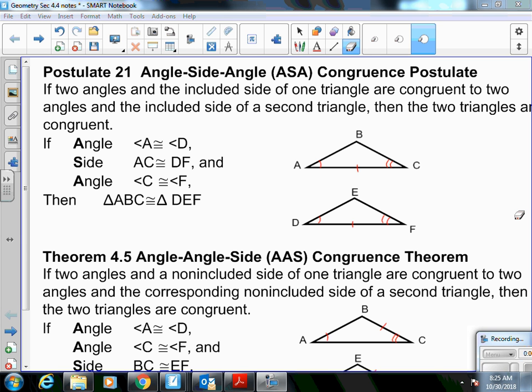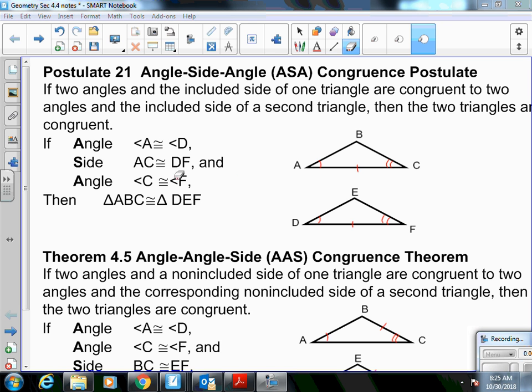It says if two angles and the included side of one triangle are congruent to two angles and the included side of a second triangle, then the two triangles are congruent. So, just like it says, angle, side, angle, the side is trapped in between the two angles, right? So you got an angle here, then a side, and then an angle congruent to an angle, a side, and an angle, all of them attached.